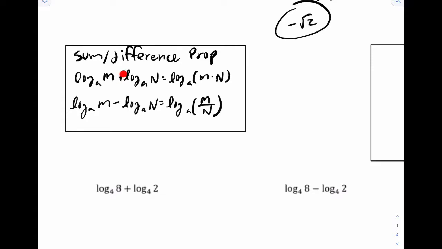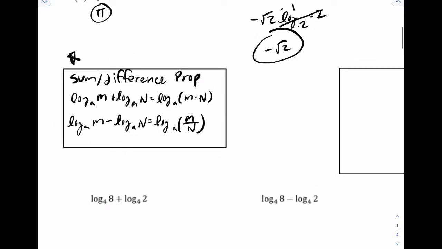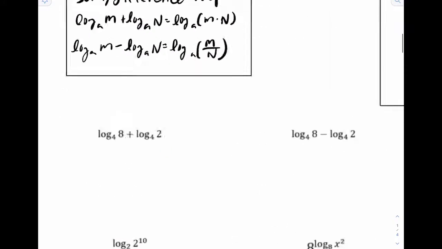So notice how addition is linked to multiplication, subtraction is linked to division. Now the reason this is because logs are exponents. That's the reason these properties work the way they do. Because when you're adding exponents together, what you're really doing is you're multiplying the actual numbers. And if you're subtracting exponents, you're really dividing those two numbers. So that's why these properties operate the way they do. And to use them is pretty straightforward.